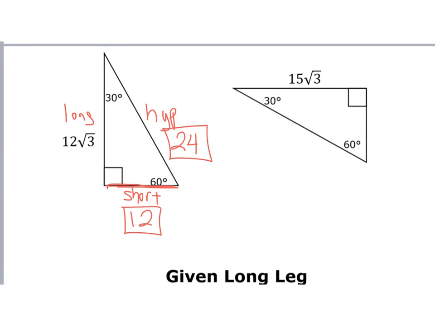Okay. The next one, in between my 90-degree angle and my 60-degree angle, is my short leg. They gave me my long leg. If my long leg is 15 square roots of 3, what is my short leg? 15. What's my hypotenuse?